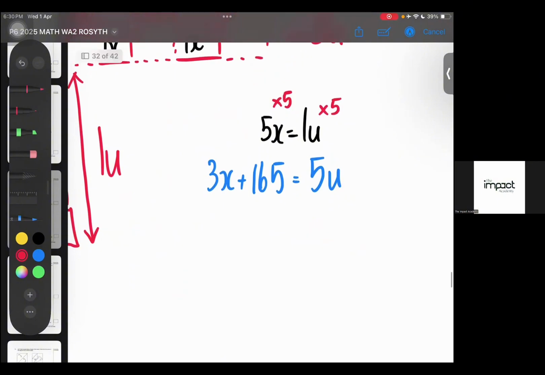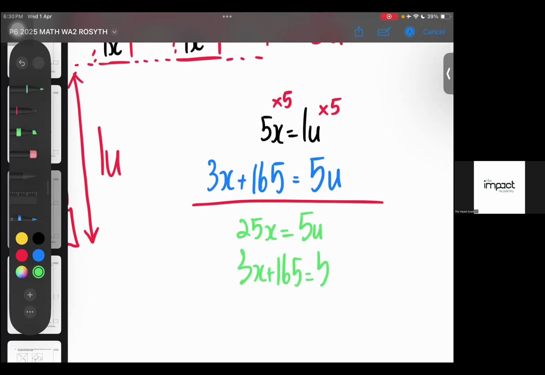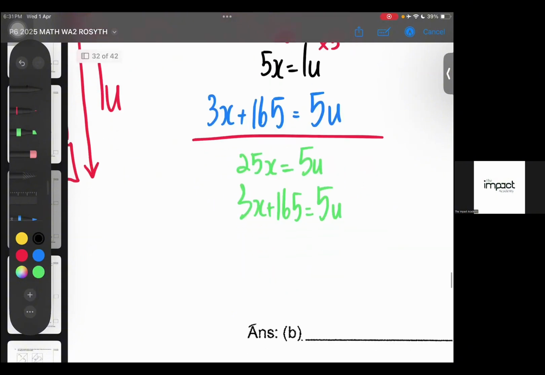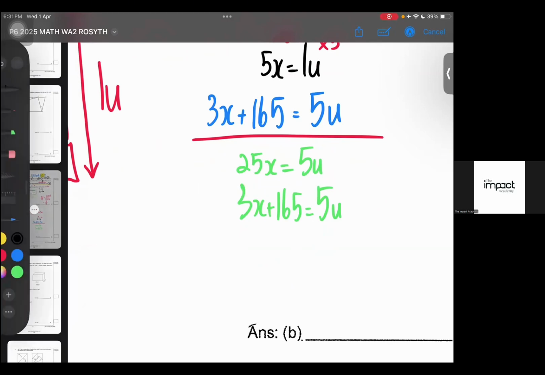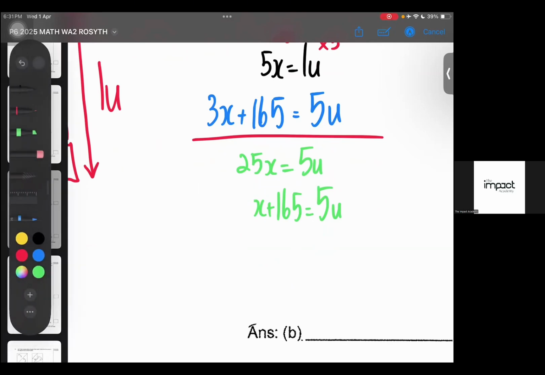So 25, so you draw a line again, plus 25. Always, guys, it's always about that, right? 3x plus 165 is equals to 5 units. Correct. Why are we going to 7x? Where did I get 7x? You're not following. You get what I'm trying to say now.